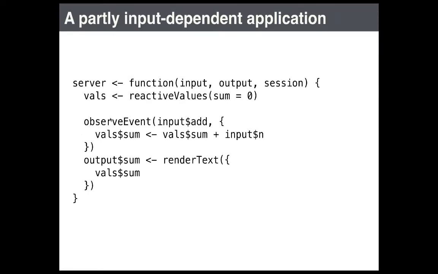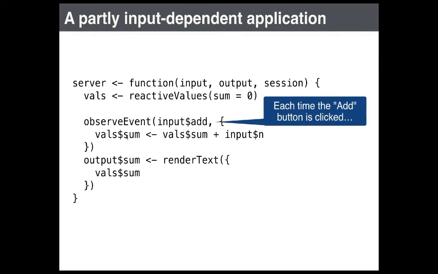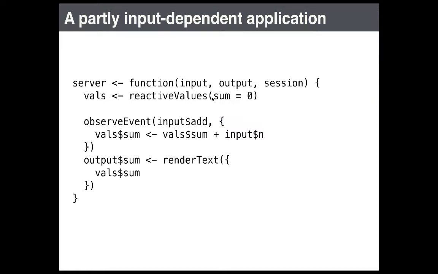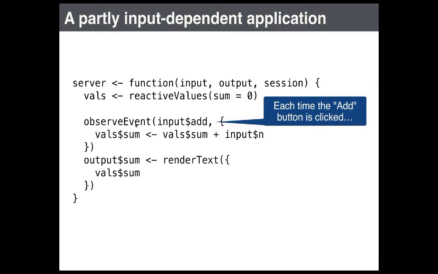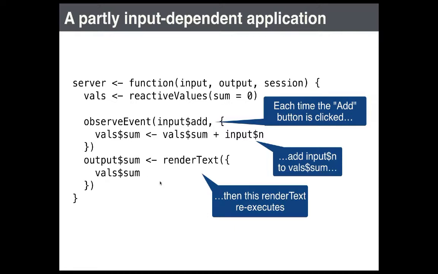All right, so this is the server part of the code for that application. It's not too complicated. These are the important parts. First, there's this reactive values object that stores a sum. I've got an observe event, which every time the add button is clicked, adds the current value of input n to the sum. And when val.sum changes, that causes this render text to be triggered, and it updates the value that's printed on the sum value.